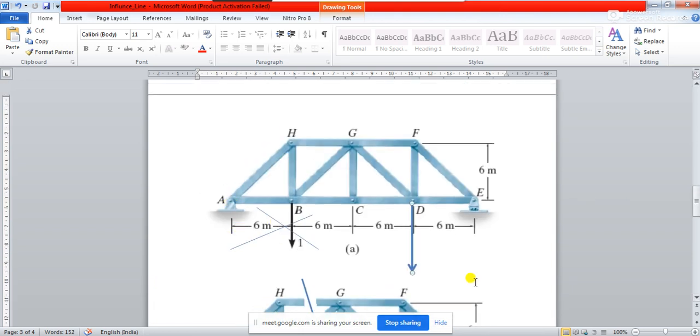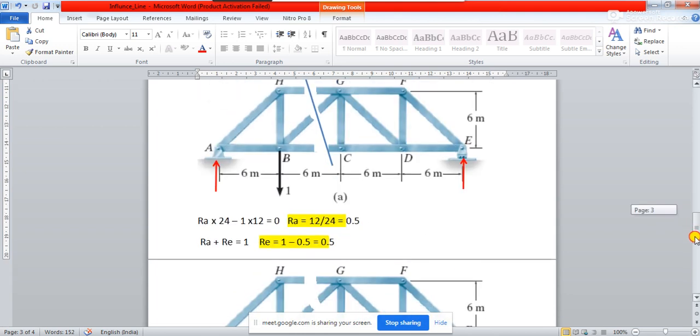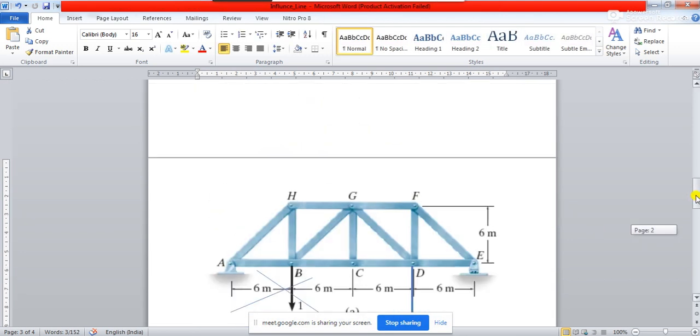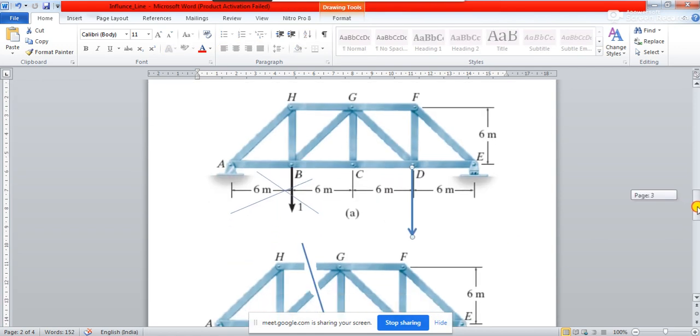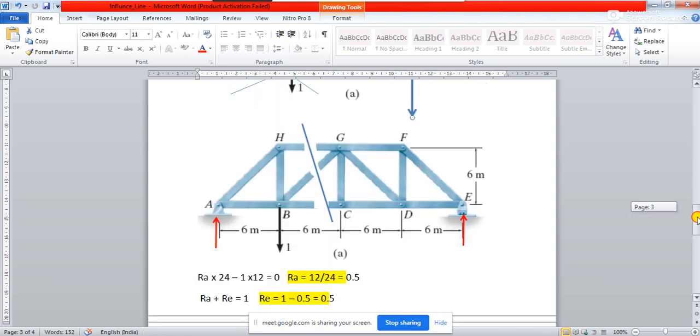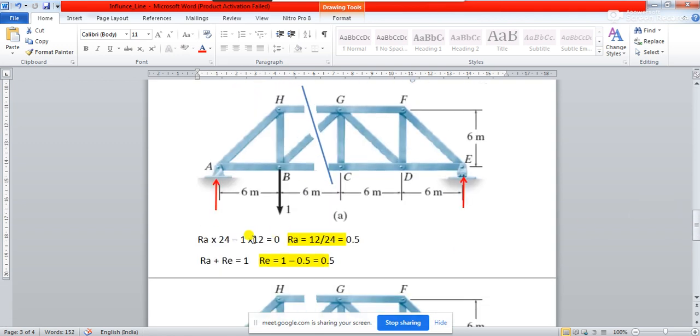What you'll have to do is find out the value of reaction at A and reaction at E. So when the load has been shifted to this point D, what will be the reaction at A? Again you consider moment about E. So RA into 24 will remain the same. Now what is the distance of this unit load to E? The distance is 6 meter.